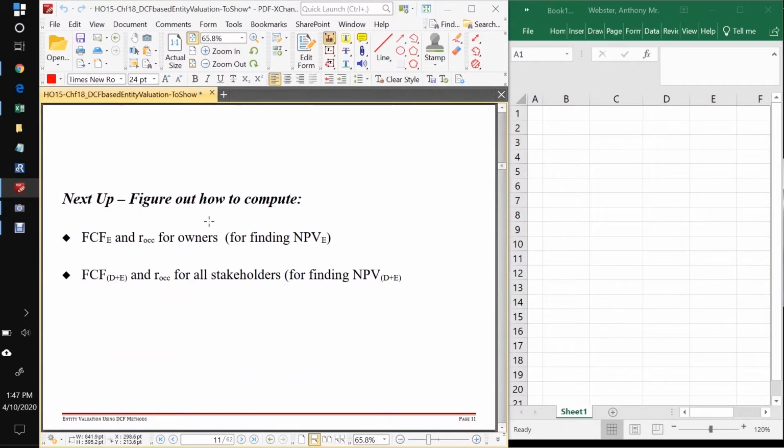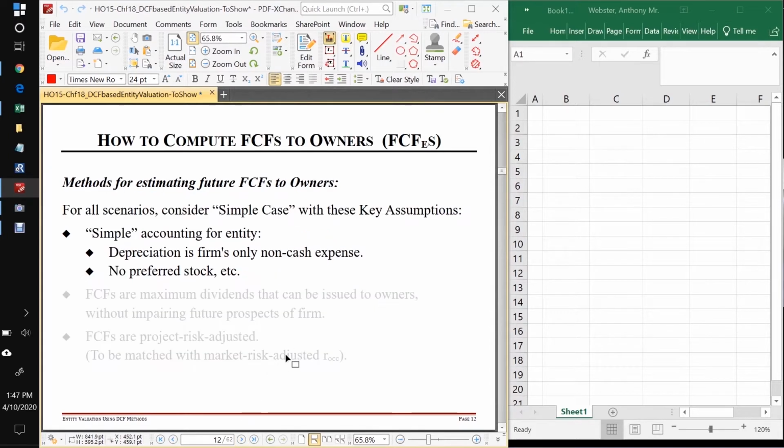Okay, so next up, let's figure out how to compute free cash flows to owners and our cost of capital for owners. And that's going to be when we're working on NPV to shareholders. Let's also find out how to compute our unlevered free cash flows that are available to everyone and the associated opportunity cost of capital for all stakeholders. And this is going to be when we're finding the NPV to all stakeholders, NPV for D plus E.